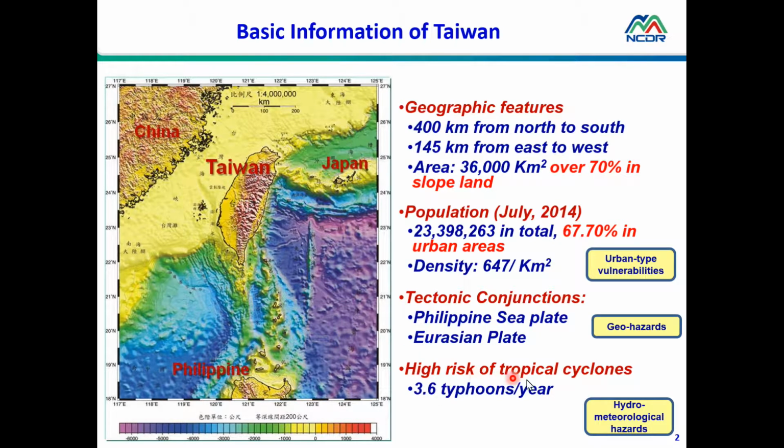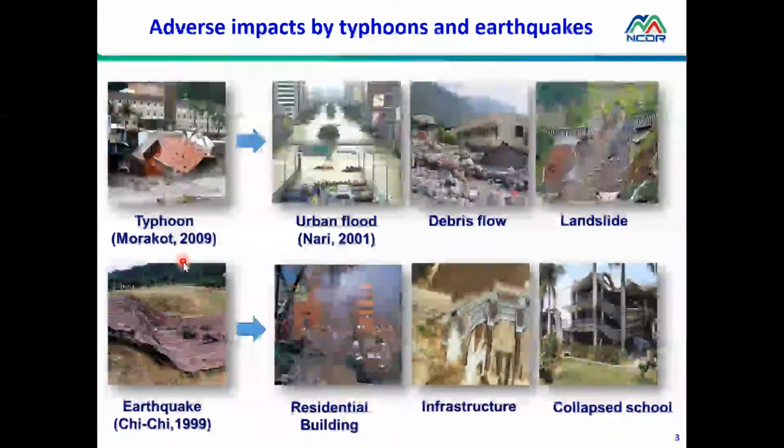Another high risk to Taiwan is typhoon. On average, every year we have 3.6 typhoons, but typhoons are also very valuable to Taiwan because we need fresh water. Typhoons always bring fresh water to us, so we must have a balanced number of typhoons. In case we have insufficient typhoons in the previous year, we might have a drought problem next year.